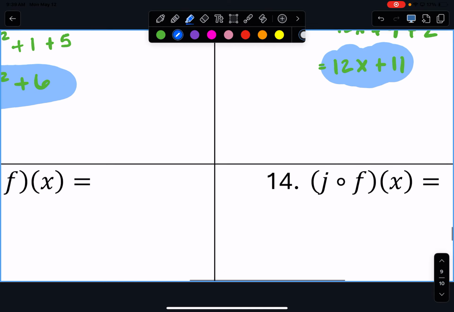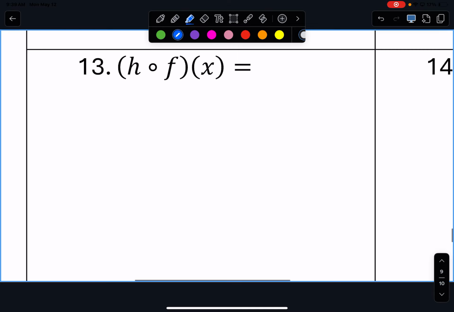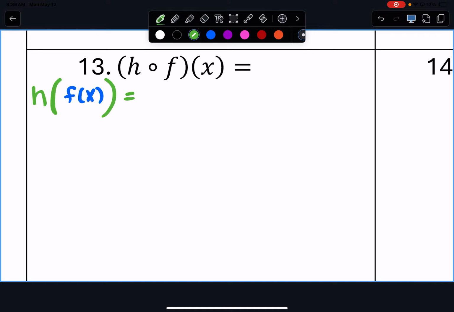I want y'all to do number 13 by yourself. You're going to set up h of f of x. So start with h, and then plug in f.